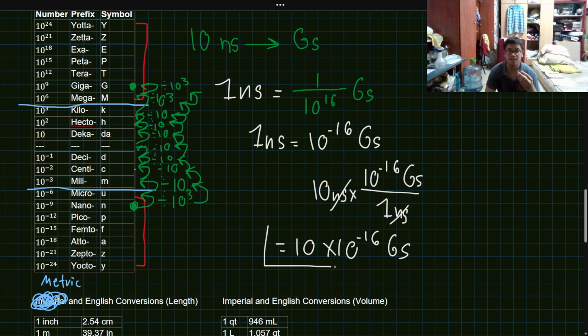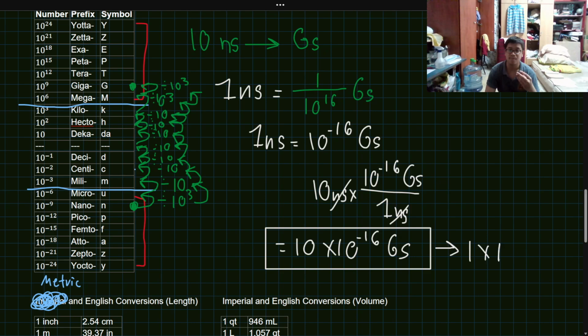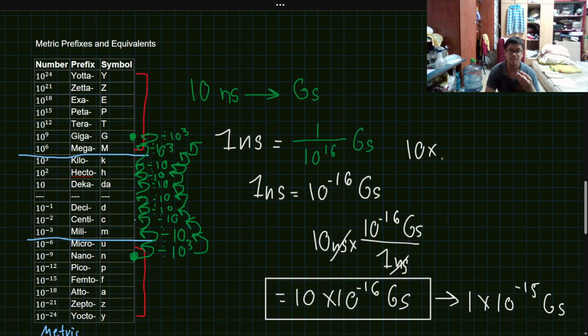So here we can leave this as our final answer. We can do that. Or you can simplify this actually. 10 times 10 raised to negative 16, if you're going to simplify it, this is actually 1 times 10 raised to negative 15 gigasecond. If you're asking me why, well, here's the thing. 10 times 10 raised to negative 16, we have the same base here, right? The same base.